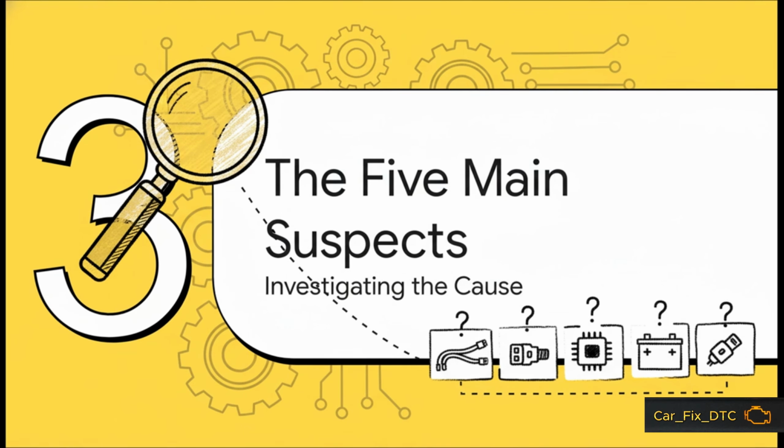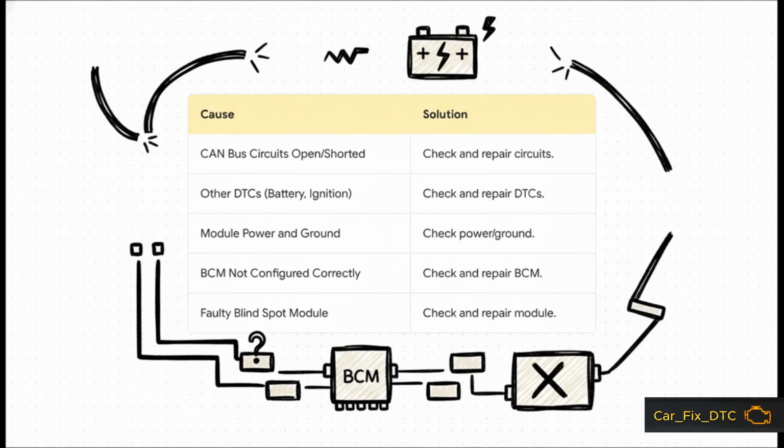All right, now we're getting somewhere. We know what the problem is and where it's happening. So now we can play detective and figure out why it's happening. Think of this as an investigation. We have 5 main suspects. These are the most common culprits for this kind of communication failure. Let's run down our lineup of suspects, one by one. First up, the wiring itself. The CAN bus circuits could be damaged, maybe a wire is shorted out, or there's just a loose connection somewhere.